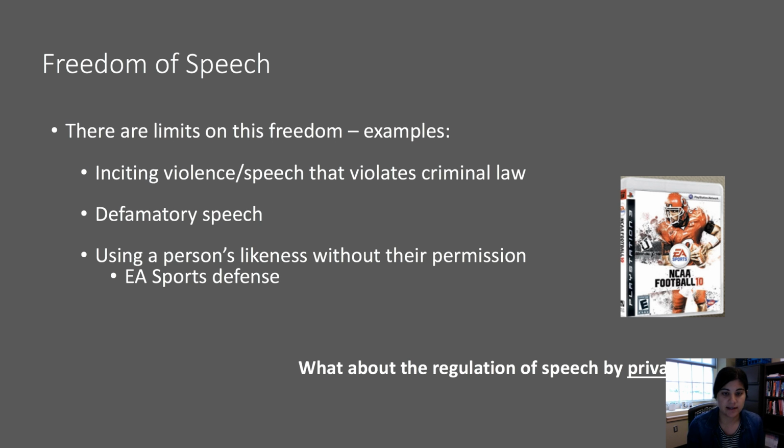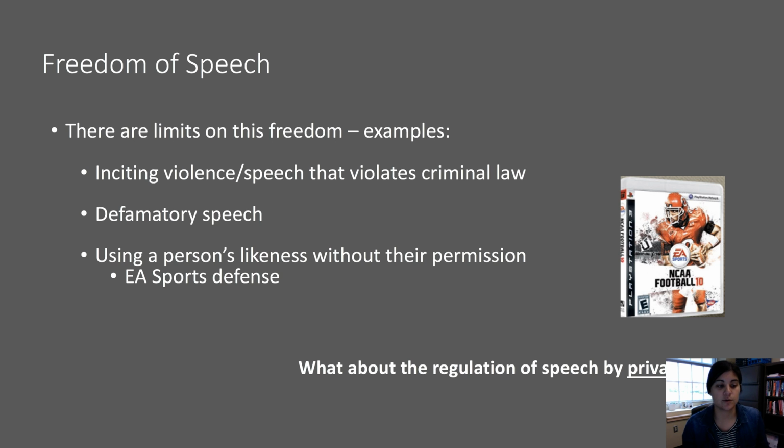Defamatory speech is not protected under freedom of speech. So back to our unit on intentional torts when we talked about defamation, so making a false statement against someone that harms their reputation, that kind of speech is not necessarily protected under the First Amendment, obviously because it is breaking another law, right? One other limit here that your textbook discusses is using a person's likeness without their permission.